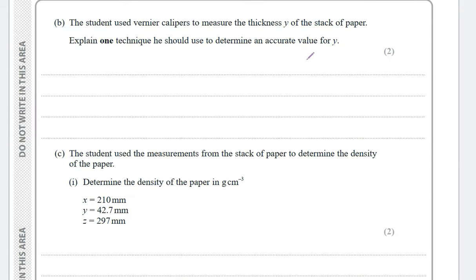Part B of the question says, the student used vernier calipers to measure the thickness Y of the stack of paper. Explain one technique he should use to determine an accurate value for Y. So guys, this question is somewhat borrowed from A2. This concept has been introduced since 24, if I'm not wrong, but this has been a very widespread concept in A2 physics. Explain one technique.